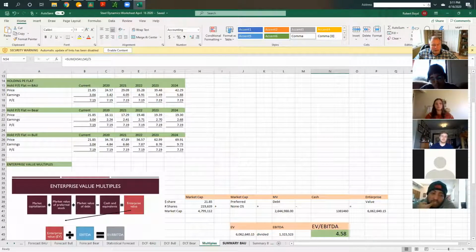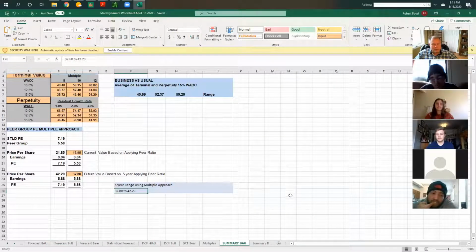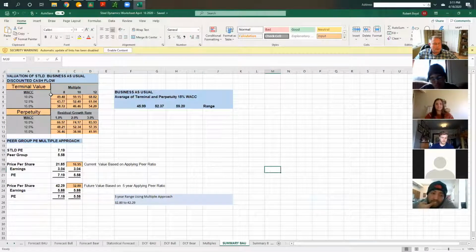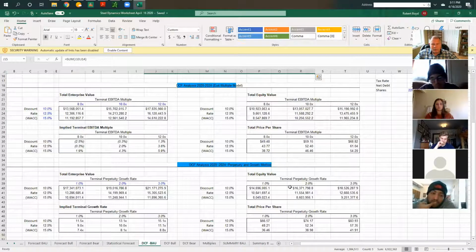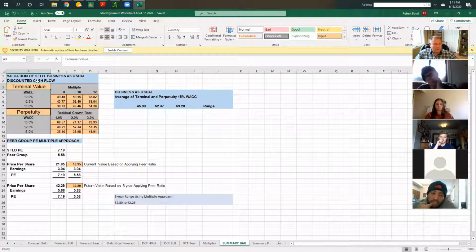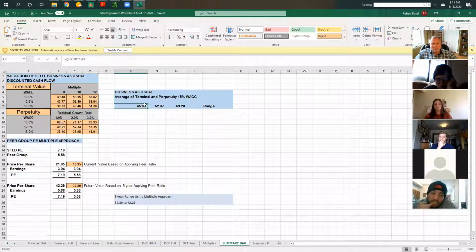So now we look at, well, how do we pull this together and come up with something? And this is a summary for business as usual. And the terminal value I took from here. So I literally took this box here, pulled them together and said, okay, under these scenarios, this is the range. So when I averaged them out, the two methodologies, the value of the company is somewhere between $45 and $59 a share.